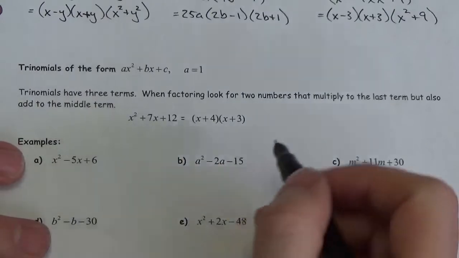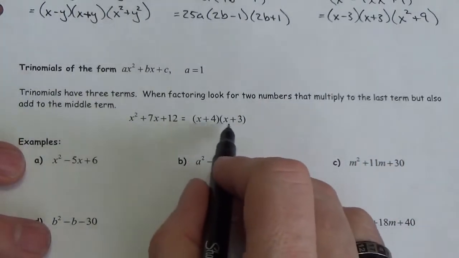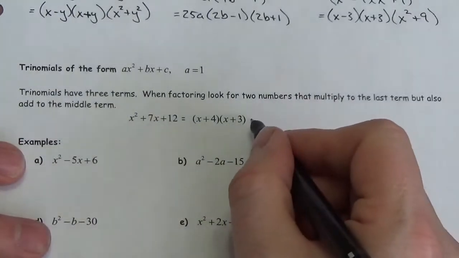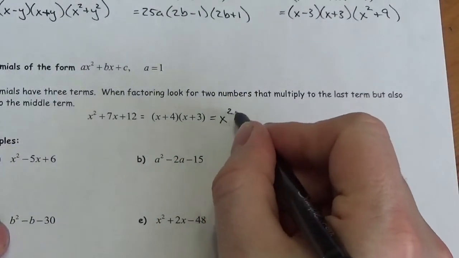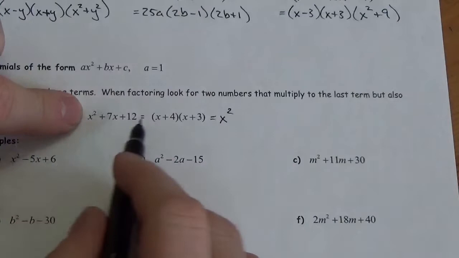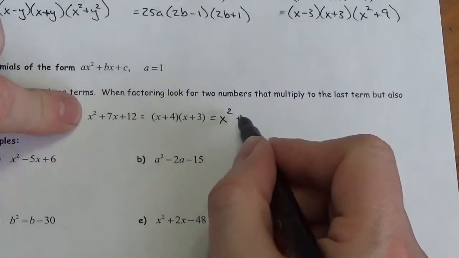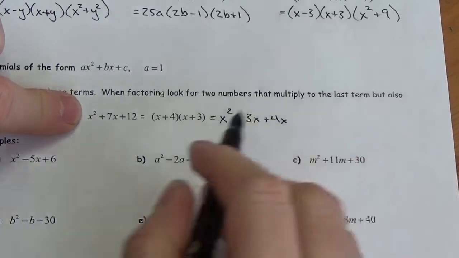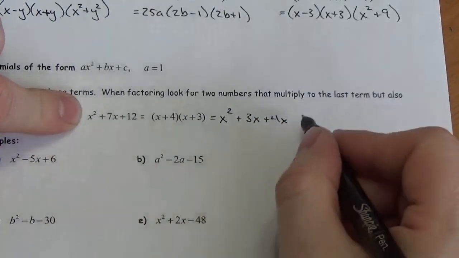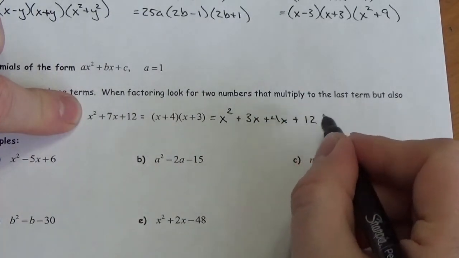Now the reason why that works here, and this was broken down into x plus 4, x plus 3, just watch what happens when you multiply these two out. First of all, you're going to get x squared, which is right there, and that's no big surprise. But then when I distribute this out, I'm going to get 3x plus 4x, and then I'm going to get 4 times 3. So this is going to be 4 times 3 is 12.